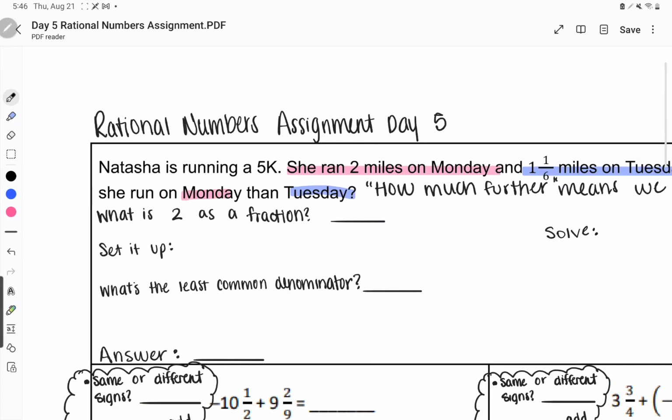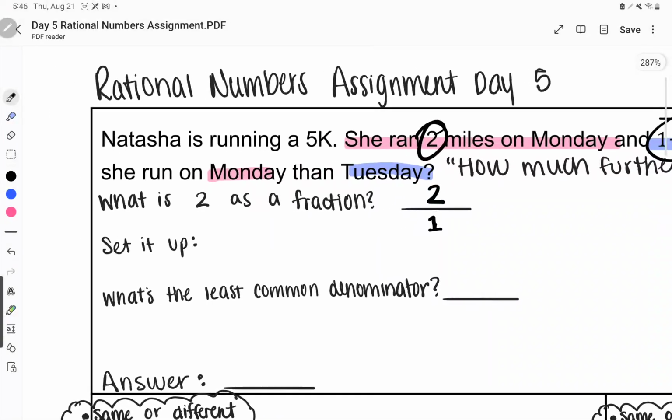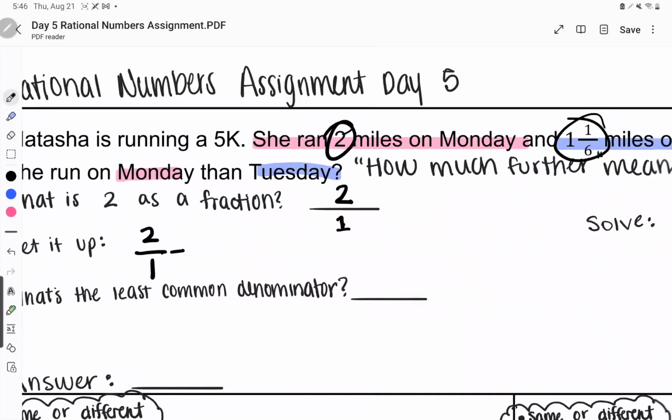And then because we have just a 2 right here and we have a fraction, we have to turn 2 into a fraction. So I will write 2 over, and then anytime I want to write something as a fraction, I put it over 1. So I would do 2 over 1 minus 1 1/6.